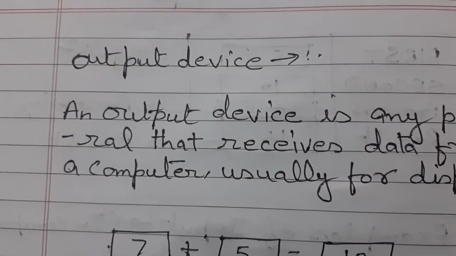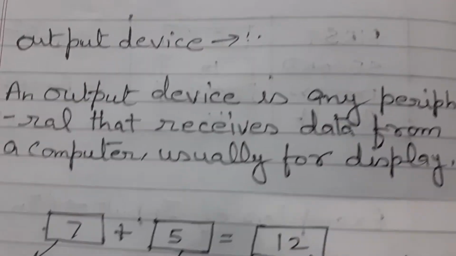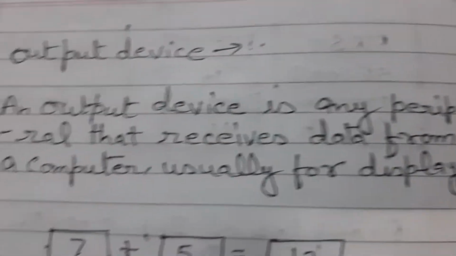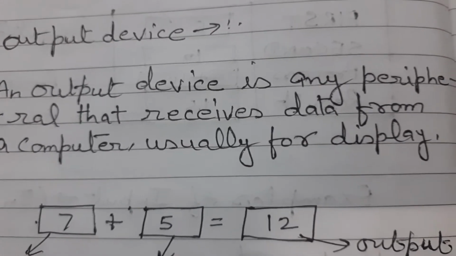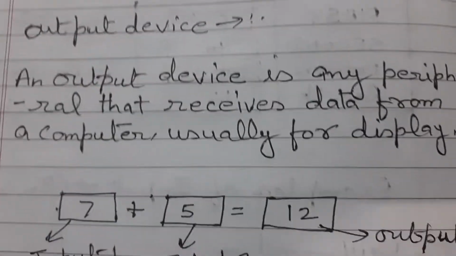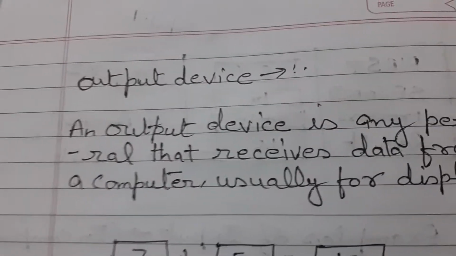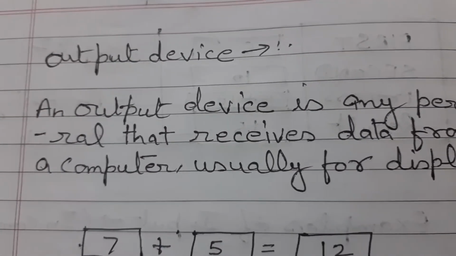First, the definition: an output device is any peripheral that receives data from a computer, usually for display. We can understand the output device like this.